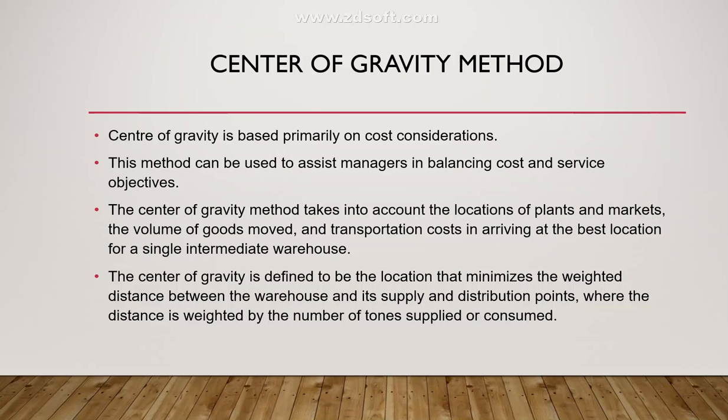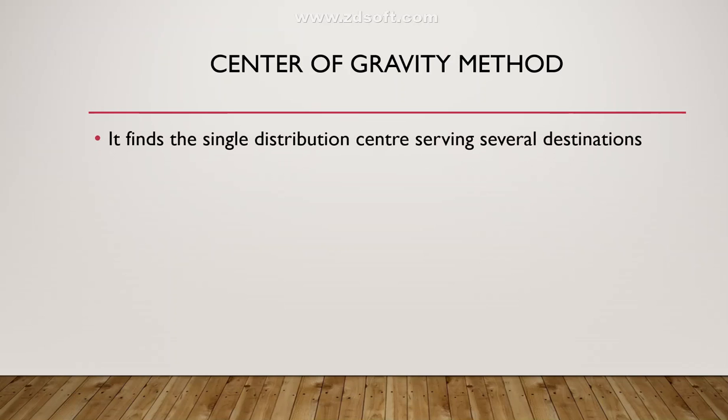Okay, so these are the two main references we need in the center of gravity method to select the suitable location. It finds the single distribution center serving several destinations. Among 4 or 5 different locations or markets that we are supposed to reach in terms of distribution of goods, we as a business unit need to locate ourselves so as to minimize the cost, which is transportation cost.